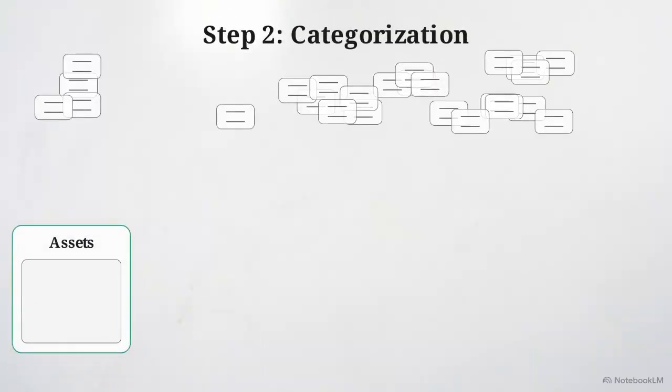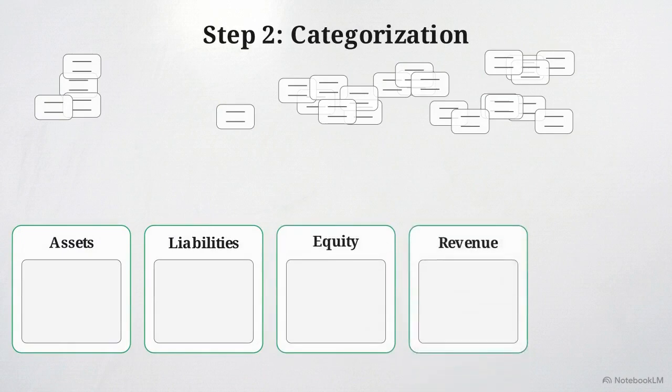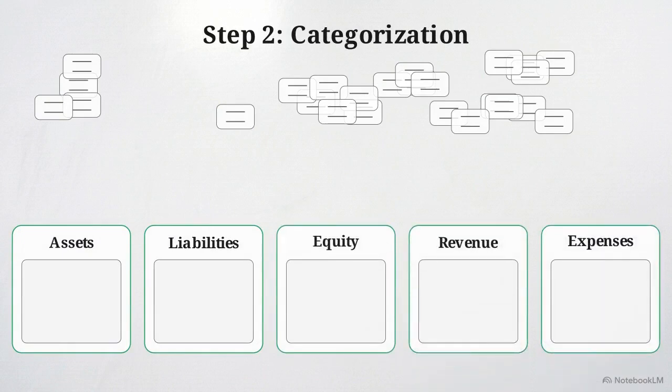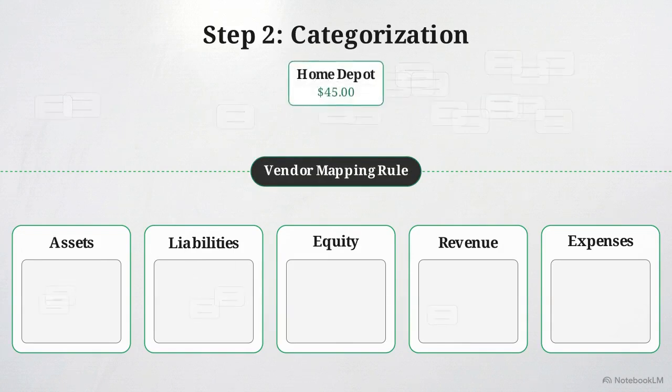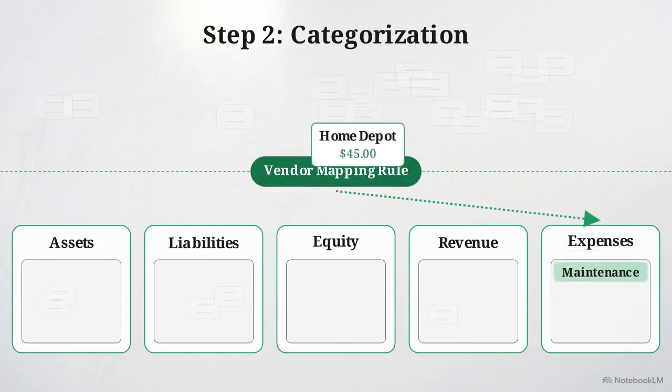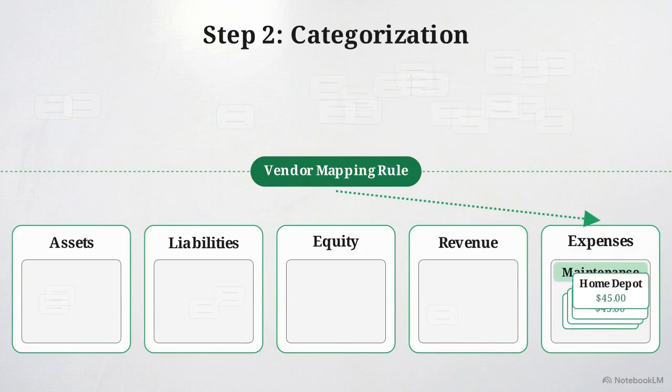Step 2 is categorization. Every transaction is assigned to one of 5 categories: assets, liabilities, equity, revenue, and expenses. Vendor mapping software rules automate this. For example, the system can automatically route Home Depot charges straight to your maintenance expense account.